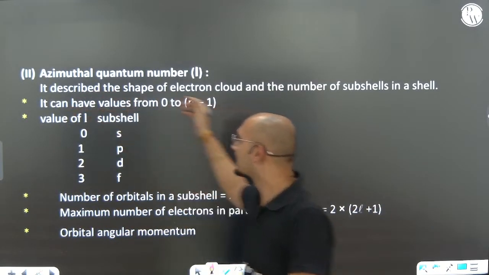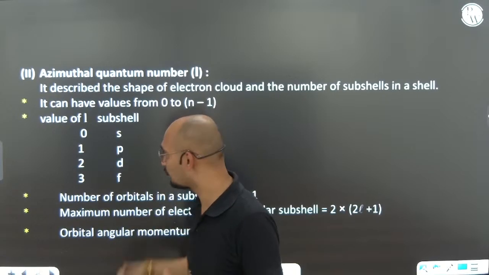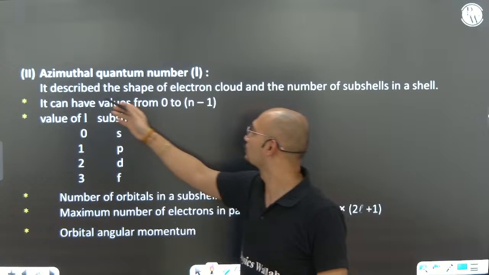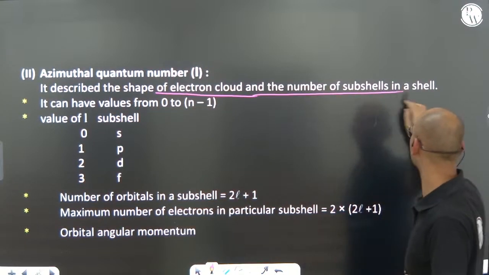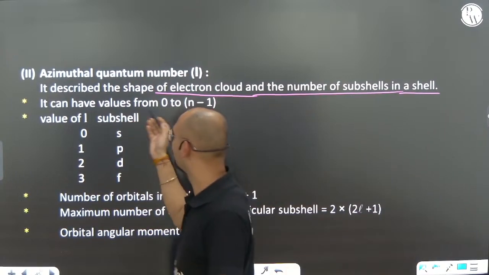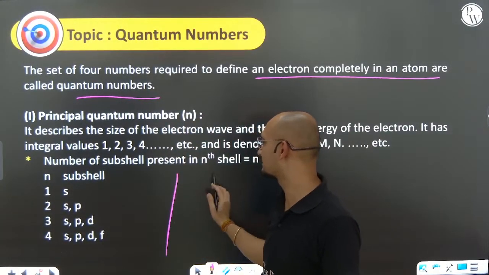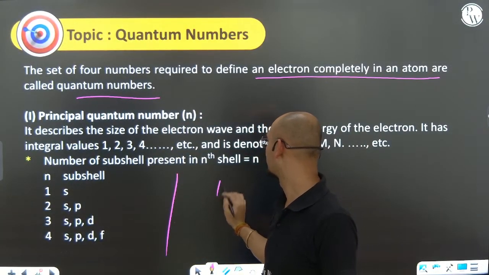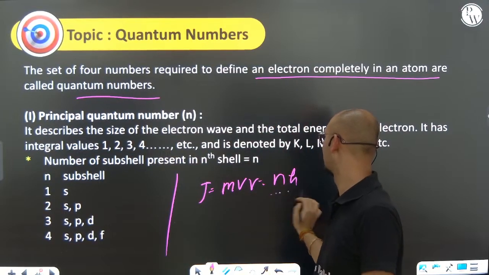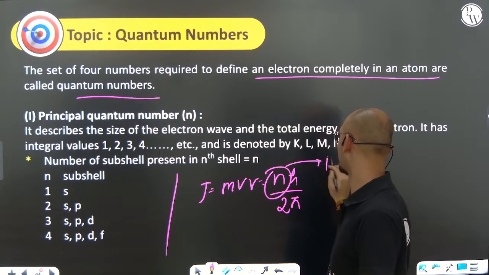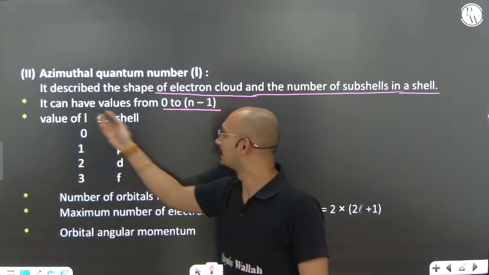Azimuthal quantum number deals with the shape of the subshell, right? So it describes the shape of the electron cloud and the number of subshells in a shell. It can have values from 0 to n-1. One more thing you can find out with this: mvr equals nh by 2 pi. Here n is nothing but the principal quantum number. Next, it can have values from 0 to n-1.